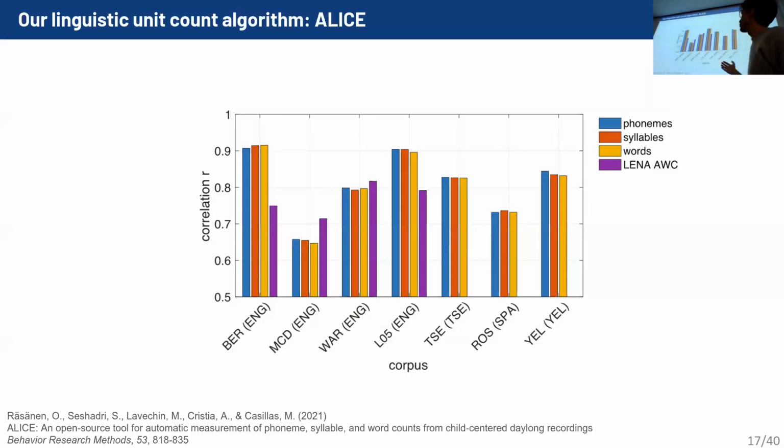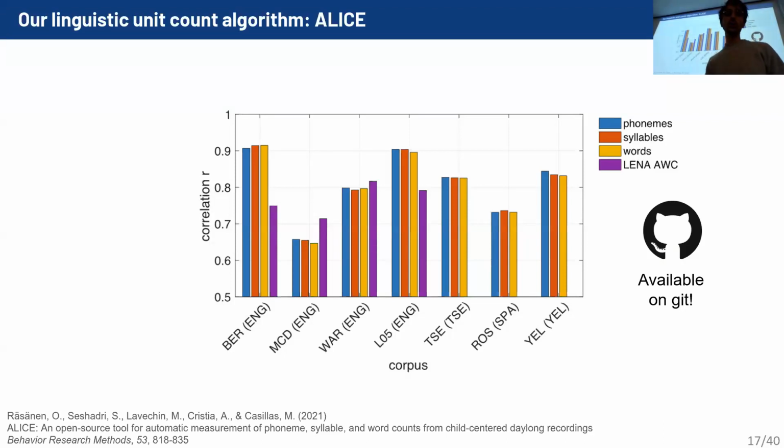And so basically what we see is that in most cases, our model is either on par with the performance of LENA or better than LENA. The only exception is the MCD corpus, for which LENA is better. And this is also the corpus for which the two algorithms seem to struggle the most. So again, this work has been led by Okko Räsänen in Finland. We released the model on Git, so if you want to try it, you can download the pre-trained model and run it on your data.